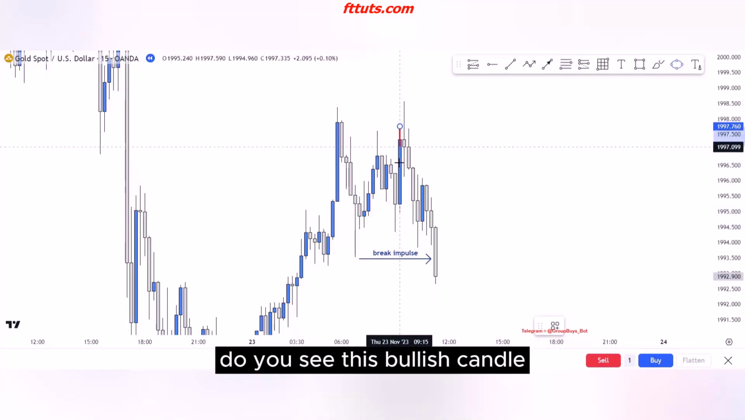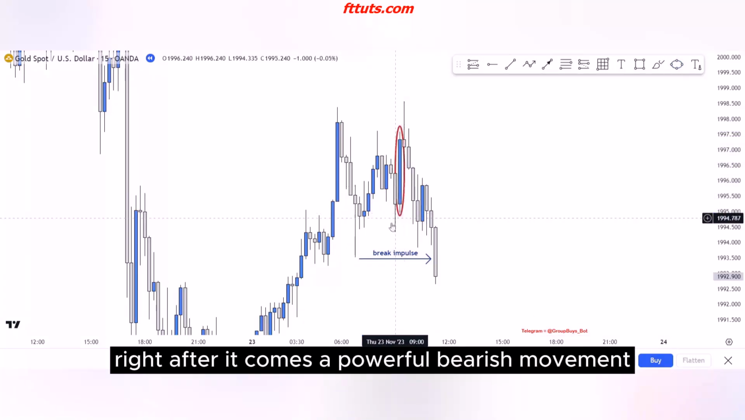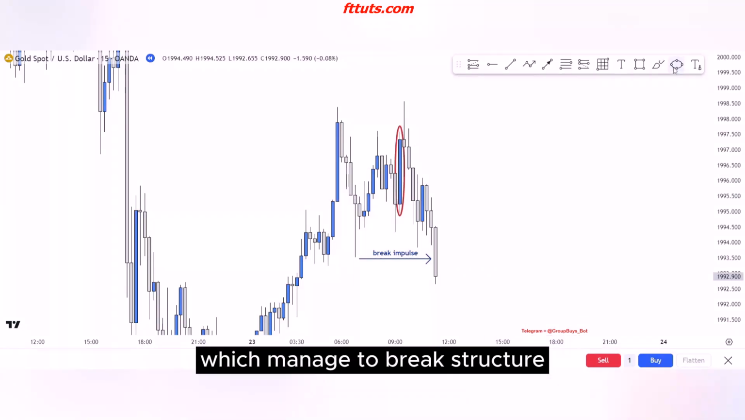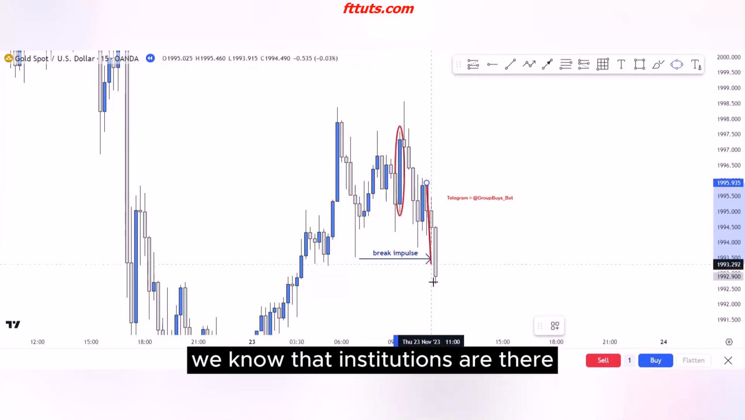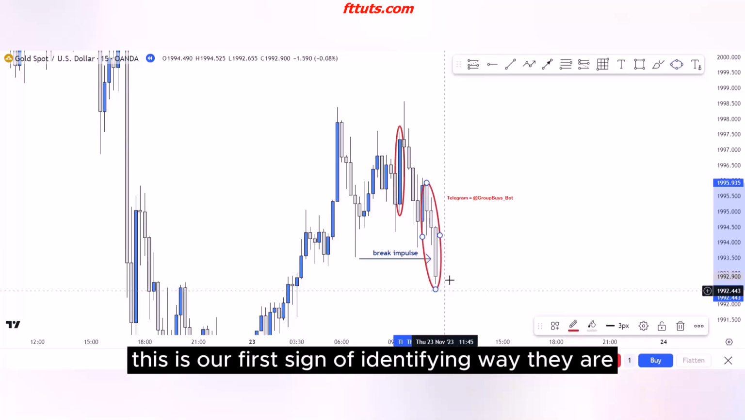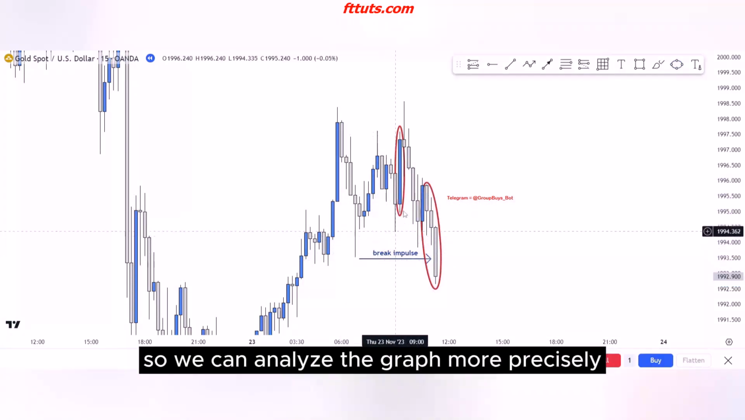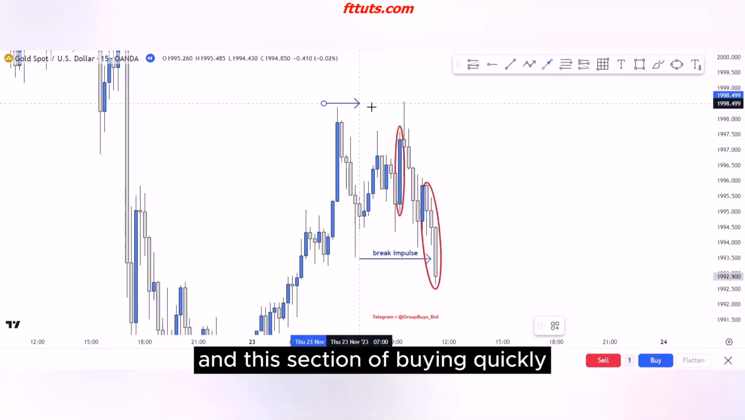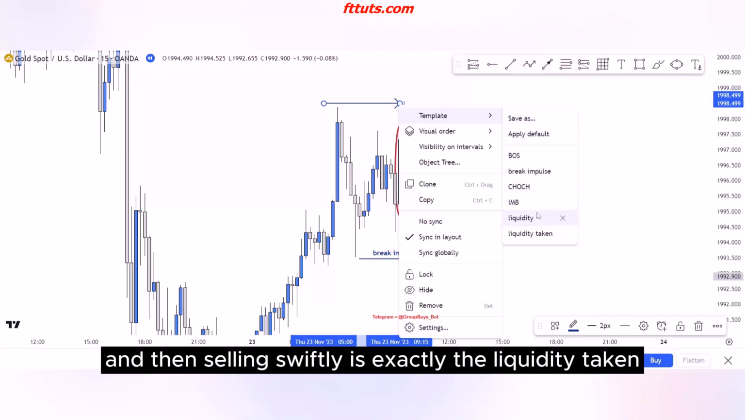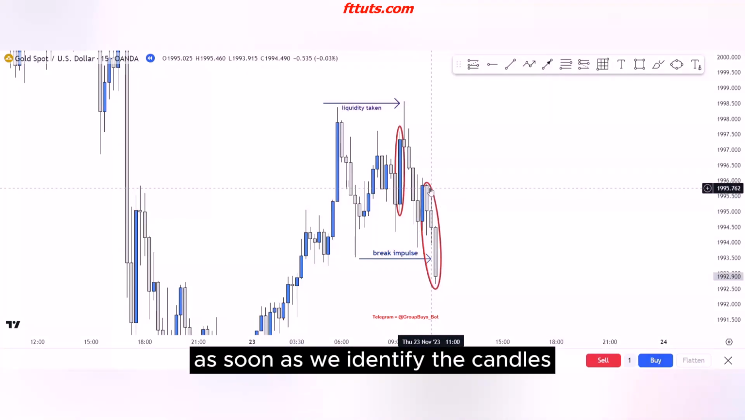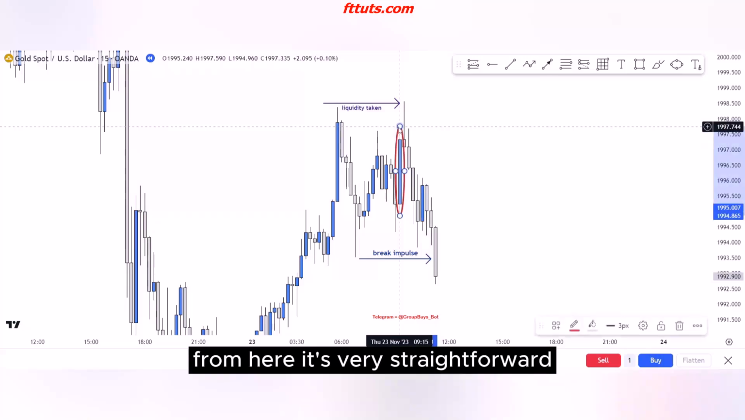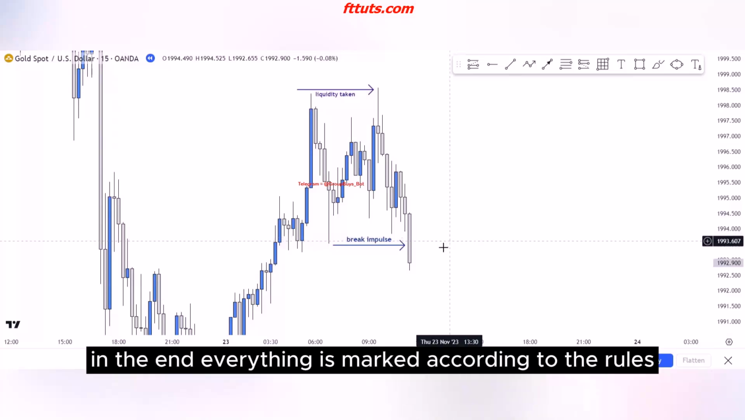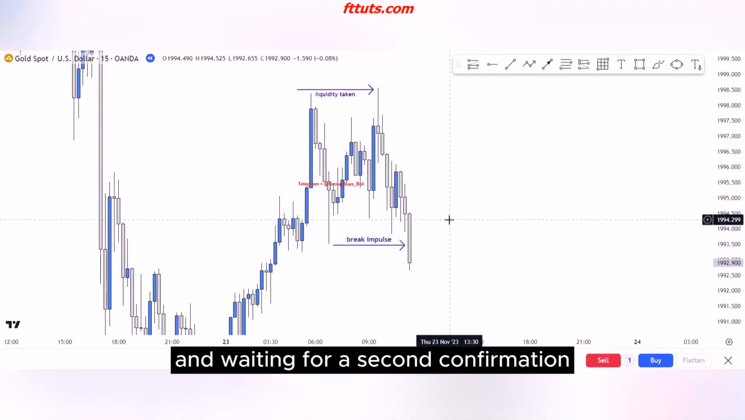Do you see this bullish candle? Right after it comes a powerful bearish movement. When we see a candle with such a large body which managed to break structure, we know that the institutions are there. This is our first sign of identifying where they are so we can analyze the graph more precisely. And this section of buying quickly and then selling swiftly is exactly the liquidity taken. As soon as we identify these candles from here, it's very straightforward. In the end, everything is marked according to the rules and waiting for a second confirmation, and that's it.